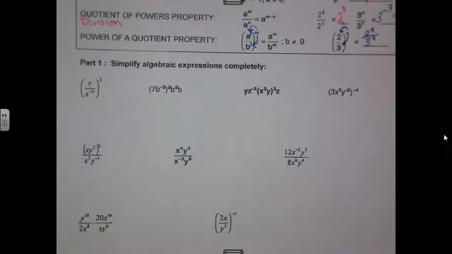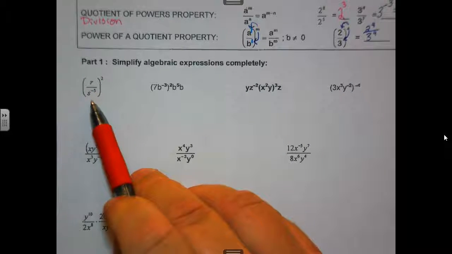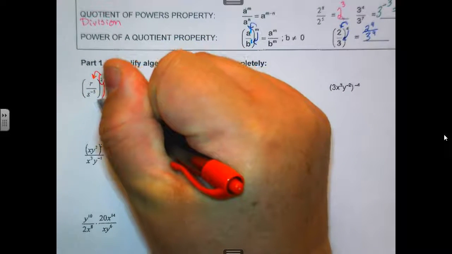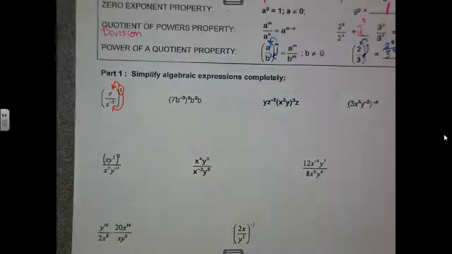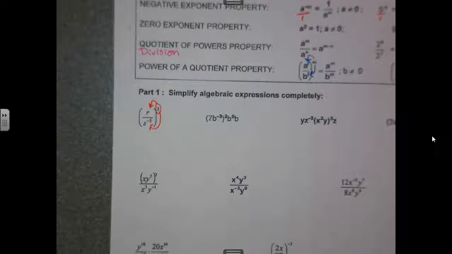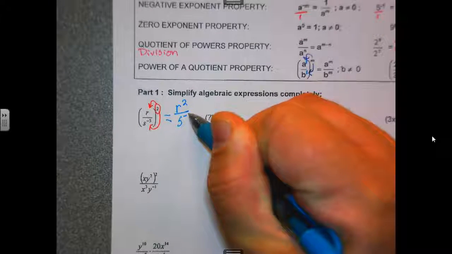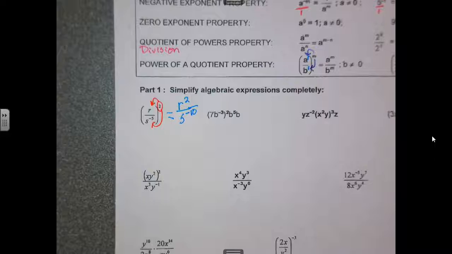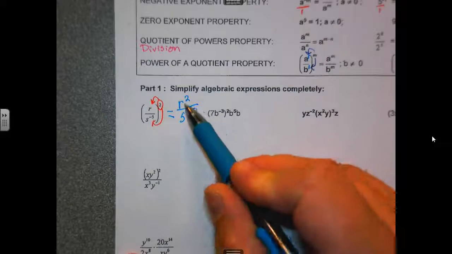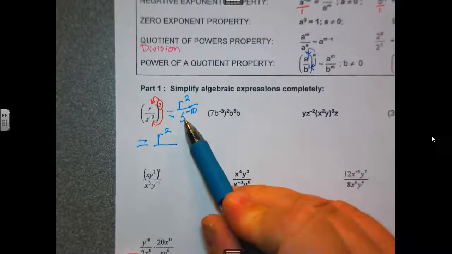All right, first one. I have a quotient here, different bases. So I'm going to have to take this exponent, multiply it to each one of the exponents. So I get r to the second over s to the negative 10. But I'm not done because I can't leave negative exponents in my answer. So the r to the second stays in the numerator. I have to bring this s to the negative 10 down.